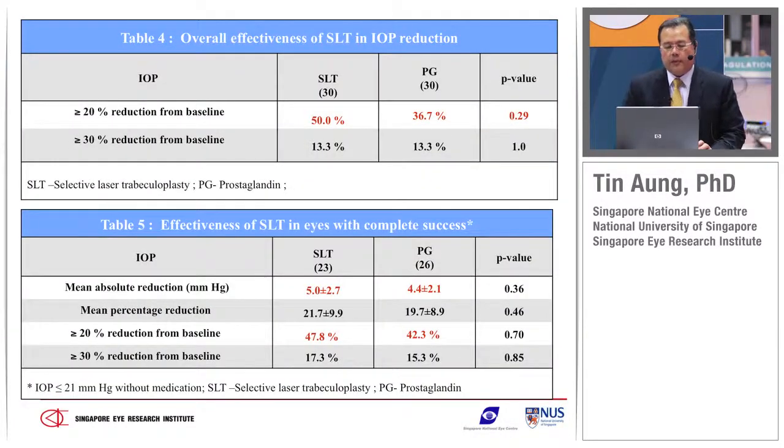In terms of the patients who had more than 20% reduction from baseline, 50% had more than 20% reduction, and 13% had more than 30% reduction. And this was slightly better than the prostaglandin group, of which 36% had more than 20% reduction. And here this table summarizes the patients who had complete success only. You can see here that the mean IOP reduction was 5 millimeters of mercury, and the mean percentage reduction was 21.7%.